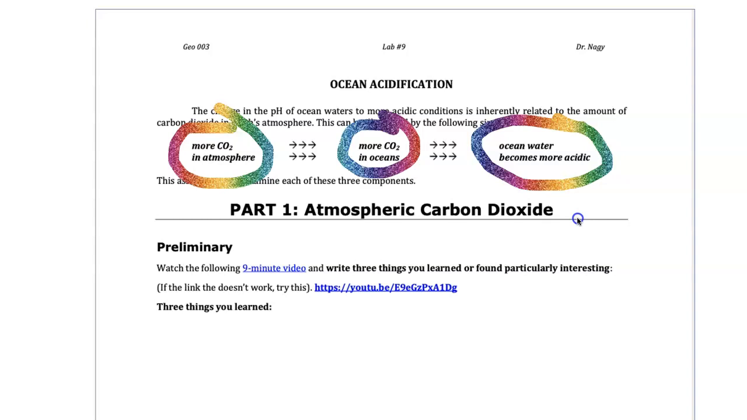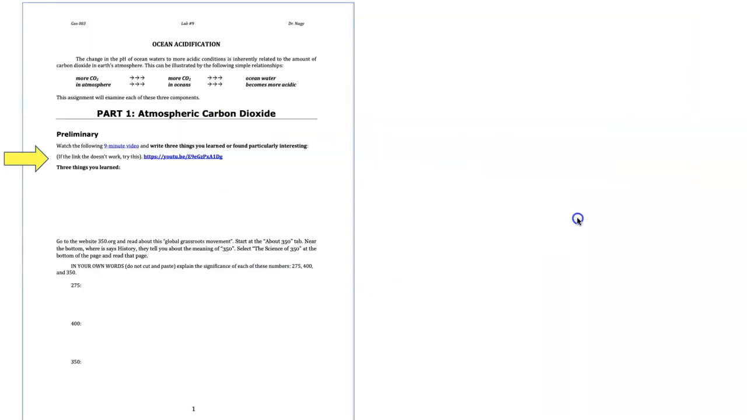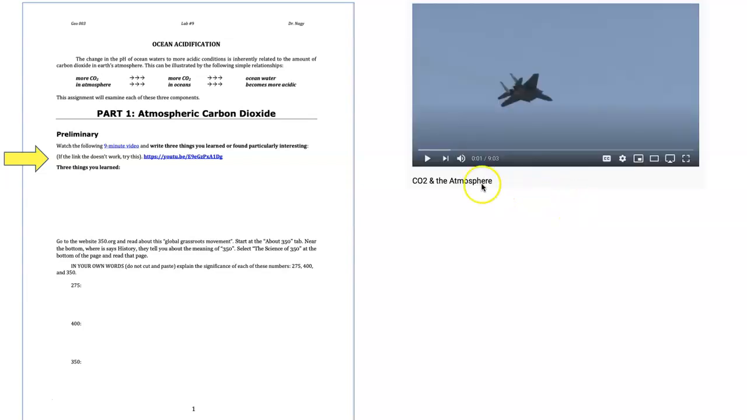So let's get started. The first part asks you to do a little preliminary work by watching this 9-minute video about carbon dioxide in the atmosphere. And all you have to do is write down 3 things you learned. This is a pretty interesting video because it turns out that we started studying carbon dioxide not because we were interested in the atmospheric chemistry or the weather, but for a very different reason. So I'll let you find that out.